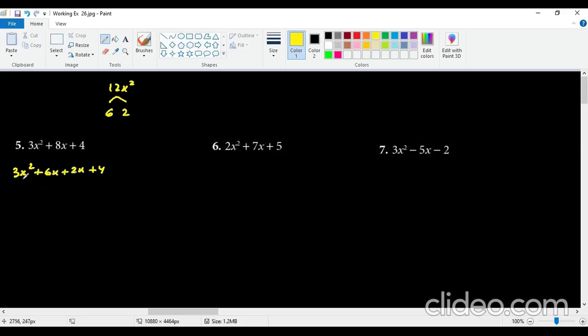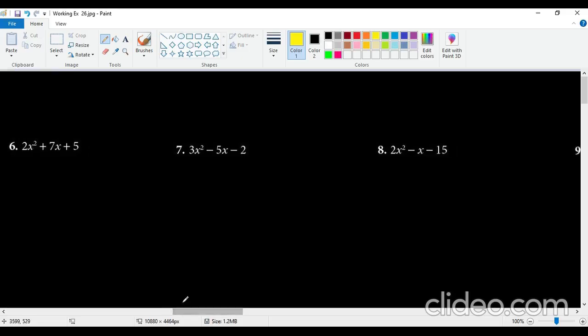Now in here, 3x is common in both of the first two terms, and x plus 2 is going to be in one bracket, and another bracket will carry x plus 2. Now only plus 2 is required to complete this, and 3x plus 2 is going to be in one bracket, and x plus 2 is going to be in another bracket. Moving on to question number 6.